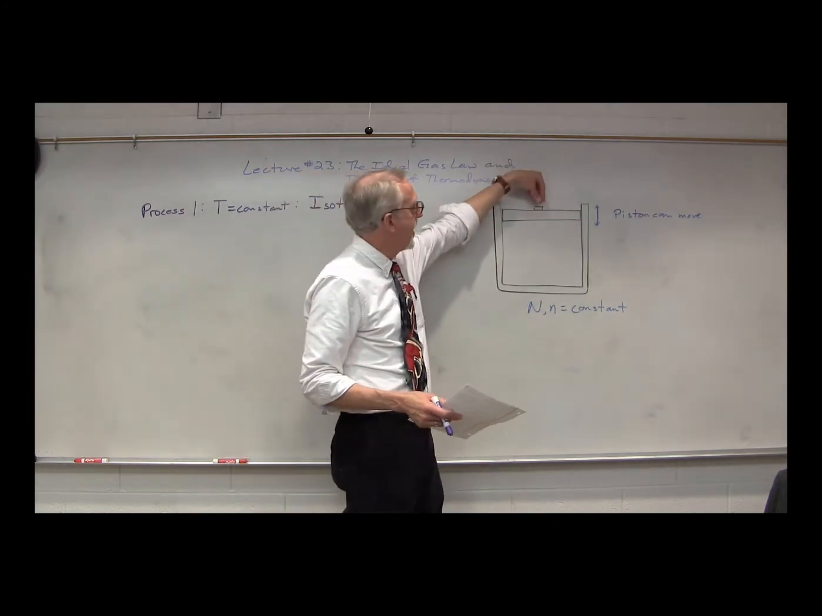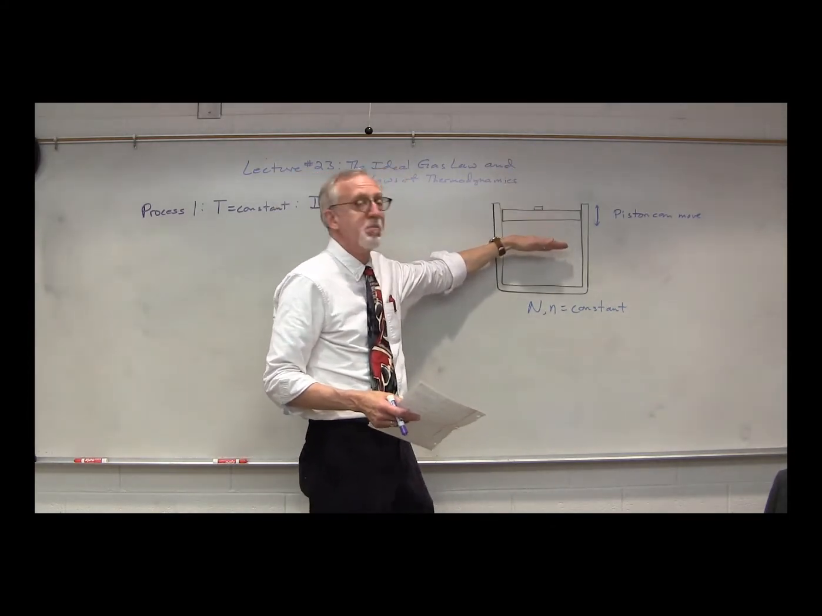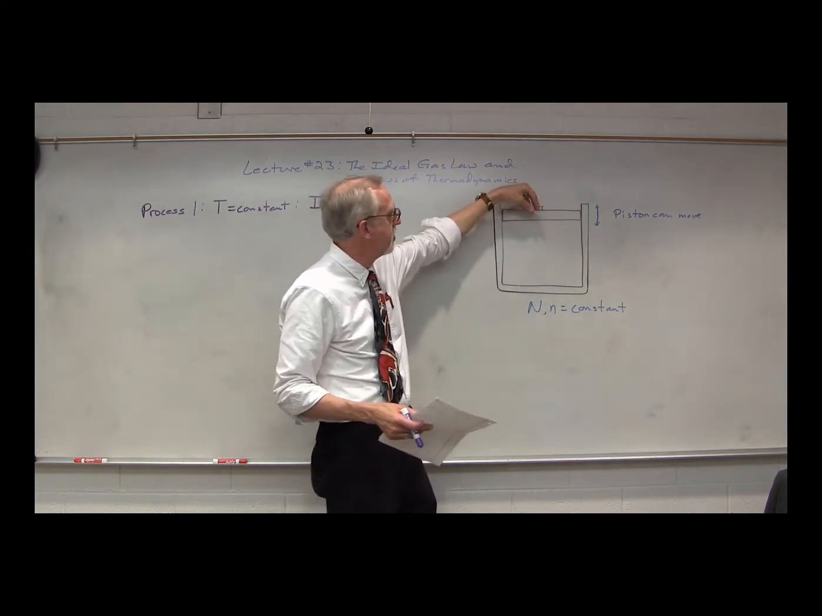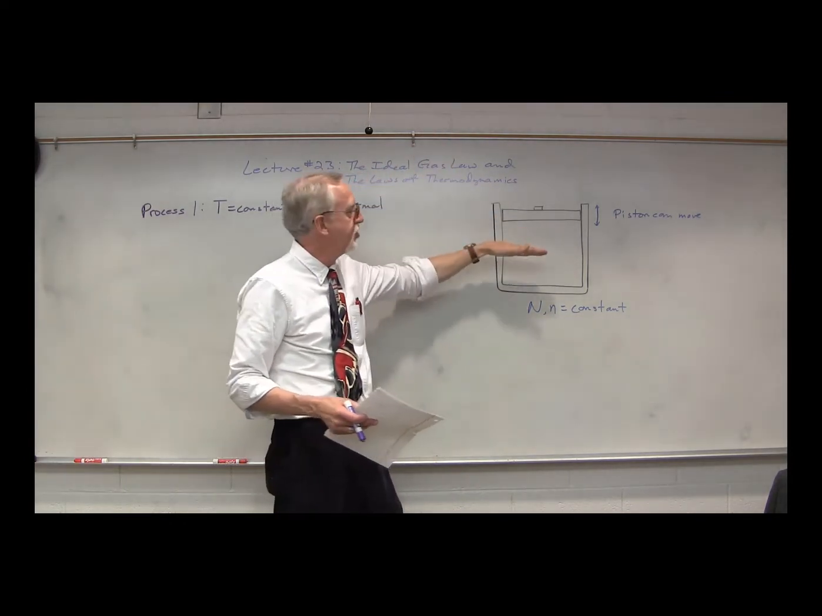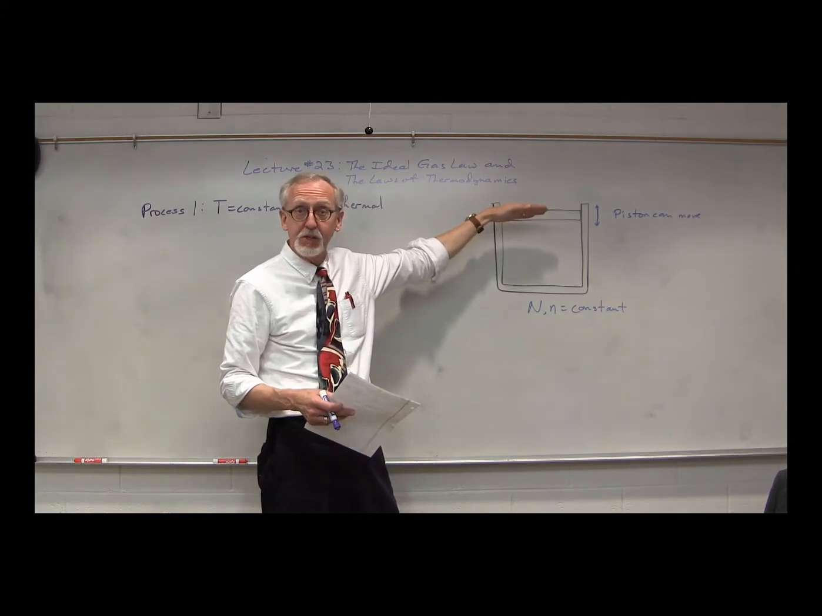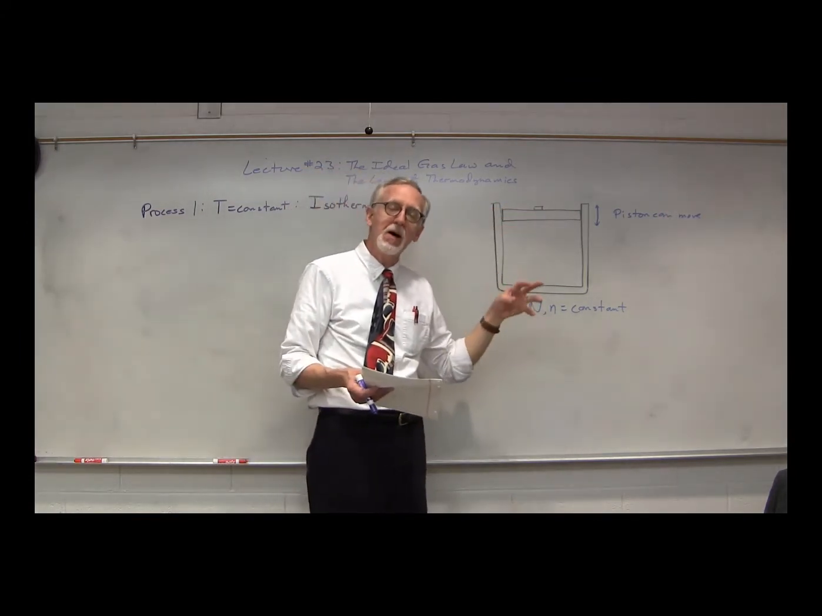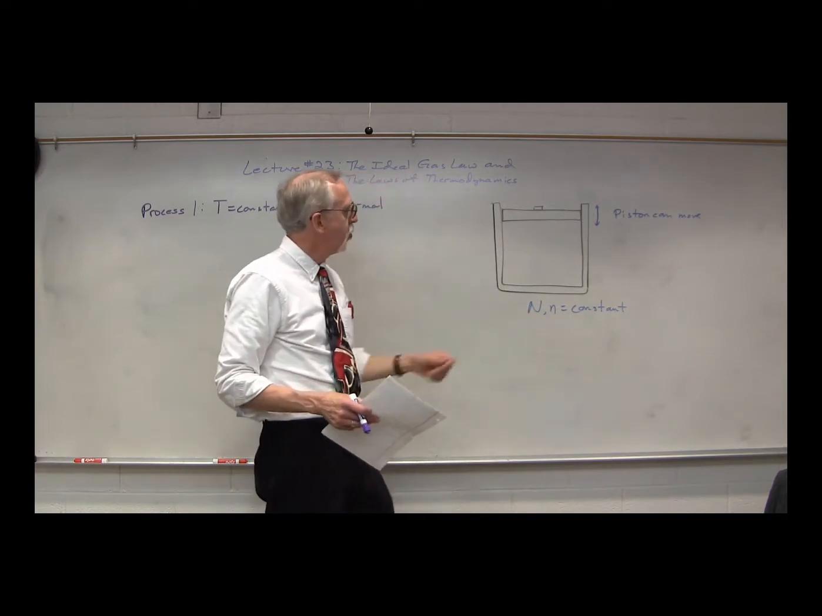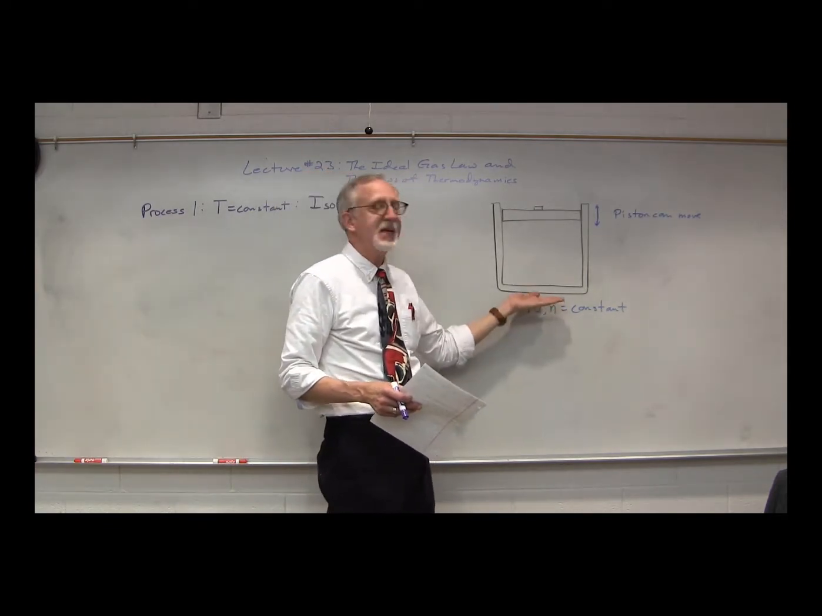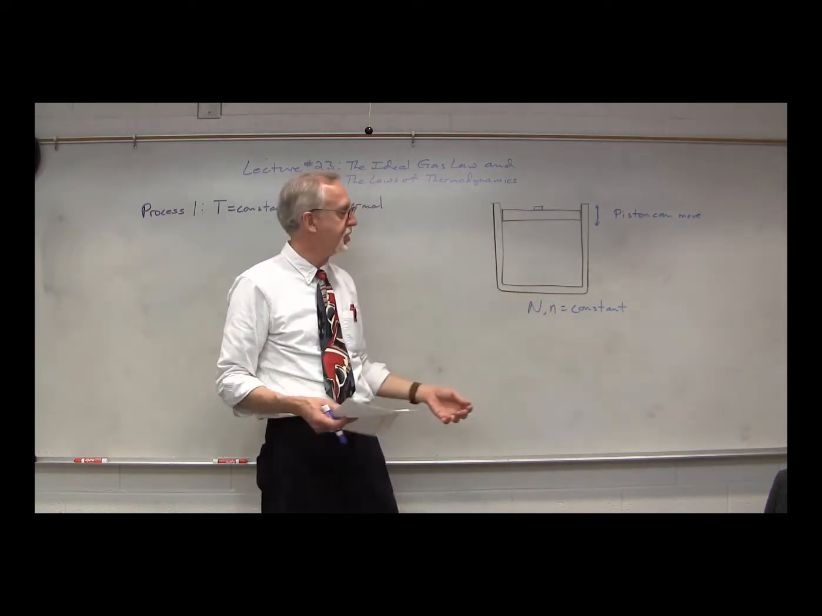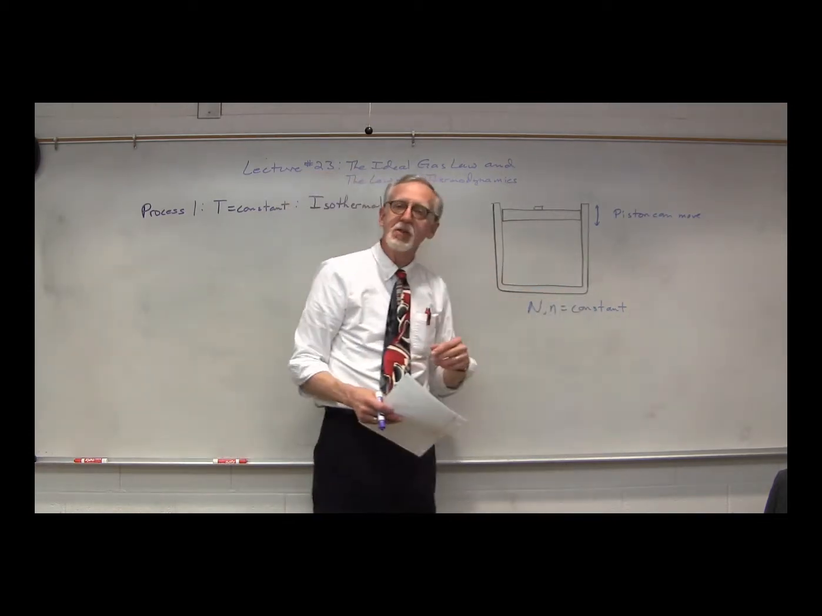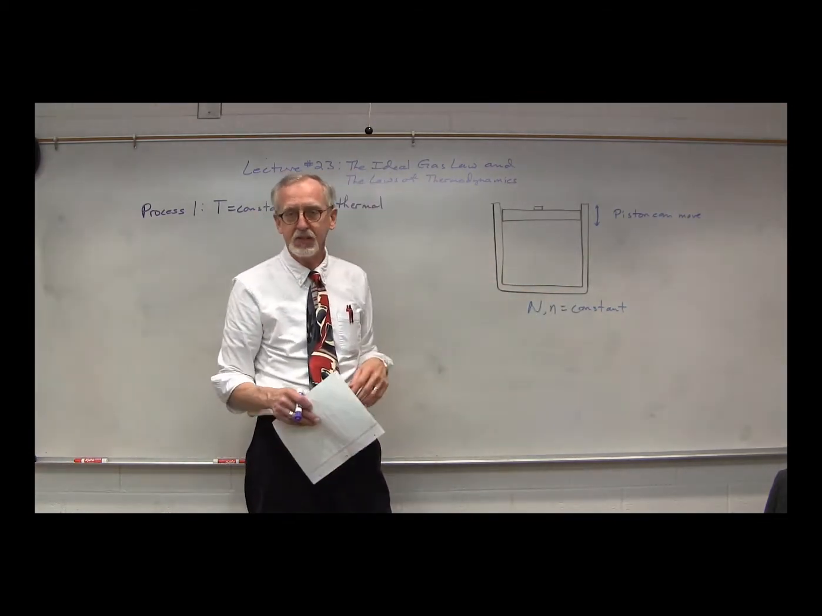We might put a weight on the piston to make more pressure on the gas. We could remove weight off the piston to make less pressure on the gas. So we can affect the pressure on the gas, allow it to increase or decrease. We might put a flame under this and heat the gas up to raise the temperature. We might surround it with ice or something like that to cool it down, to decrease the temperature.